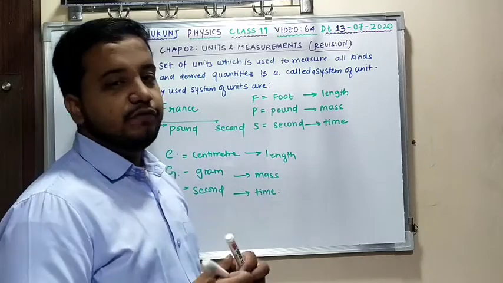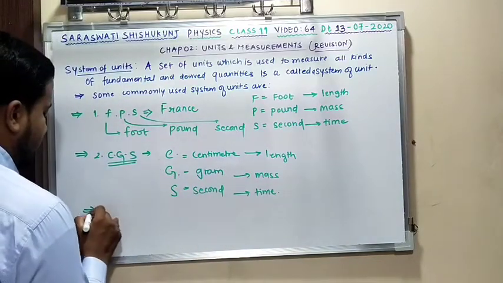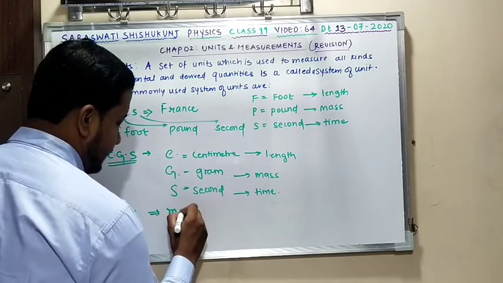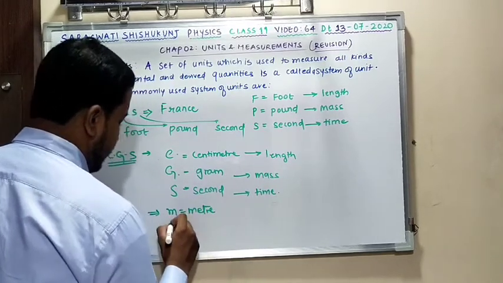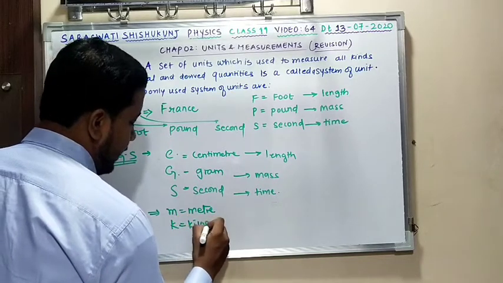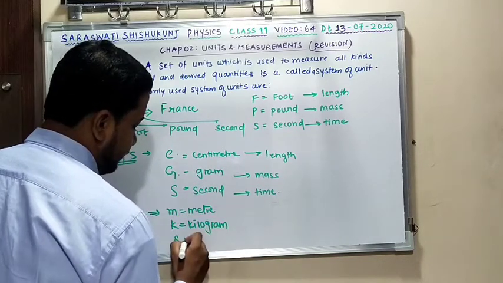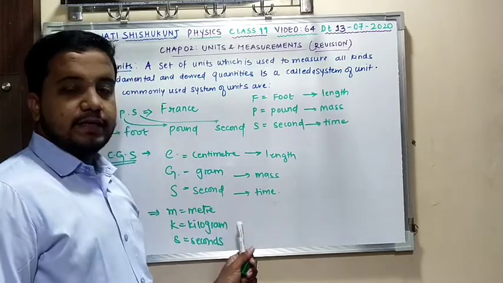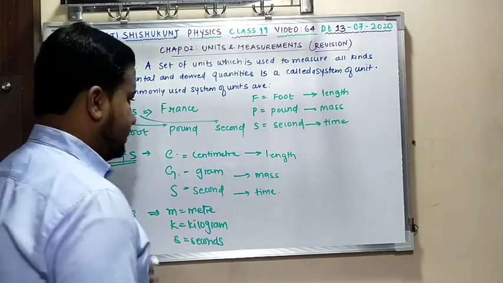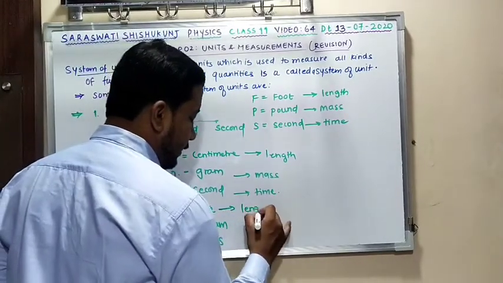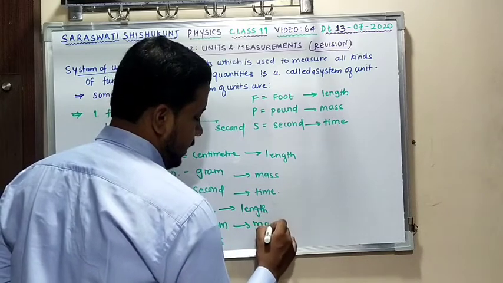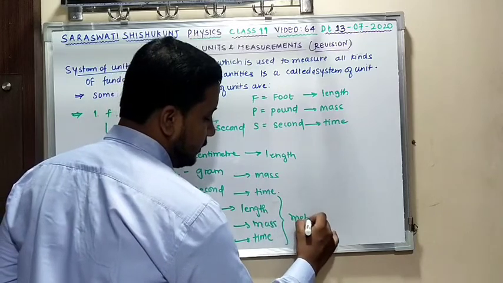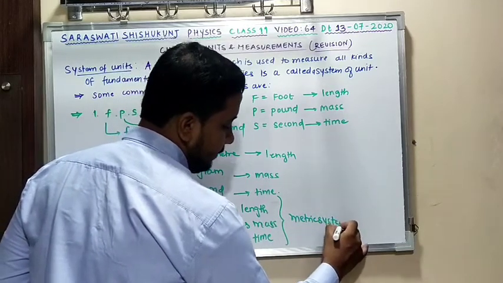We have the third system of units, that is MKS, where M stands for meter, K stands for kilogram, and S stands for seconds. These are the fundamental units of length, mass, and time respectively. Clear? MKS is nothing but the metric system.